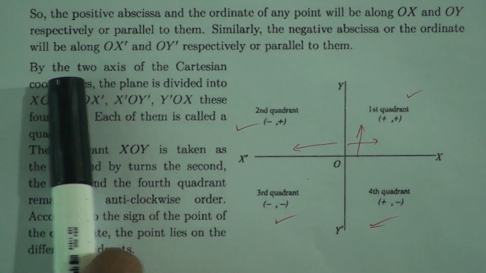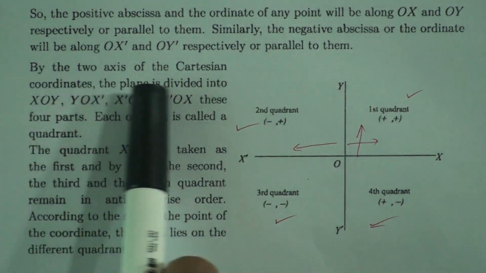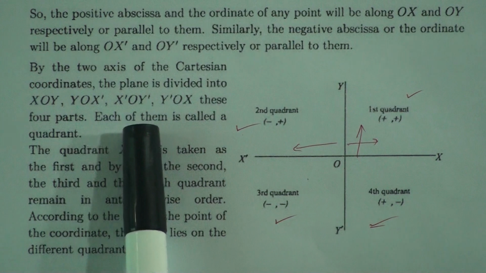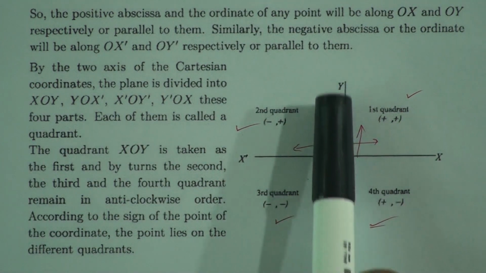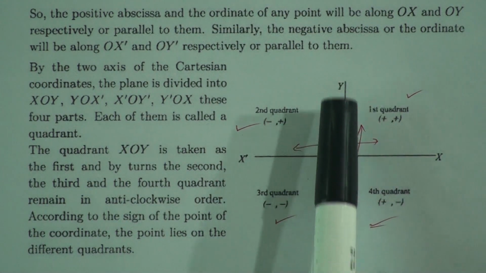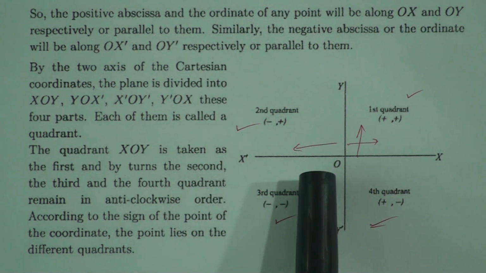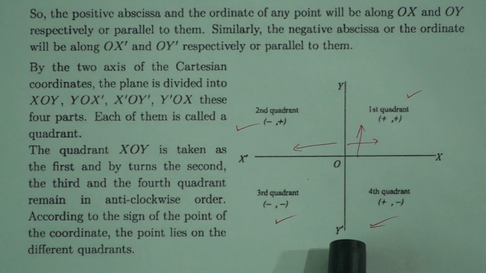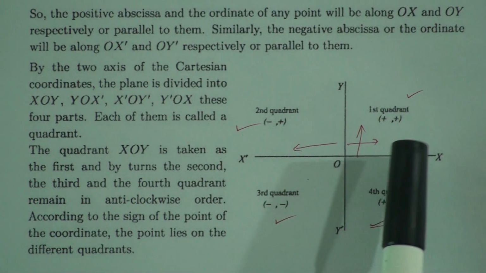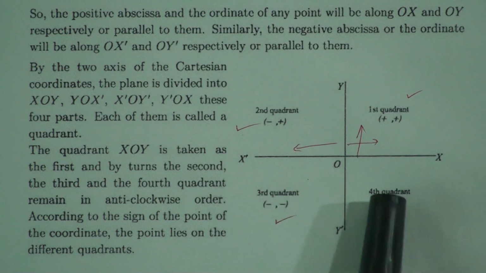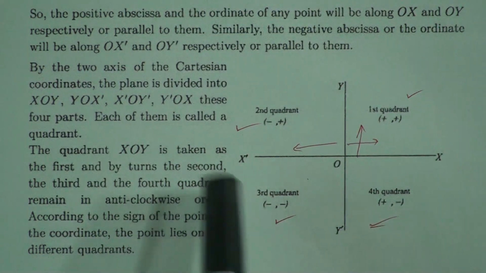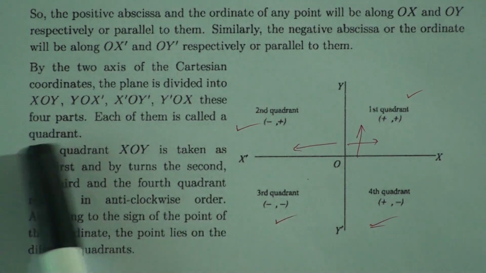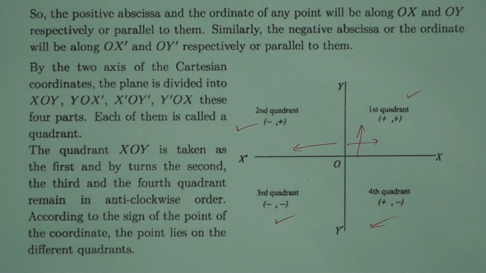Now the two axes of the Cartesian coordinates divide the plane into four, meaning XOY, YOX', X'OY', Y'OX, these four parts. It means the plane can be divided into four parts. These four parts are indicated by this symbol. Each of them is called a quadrant.